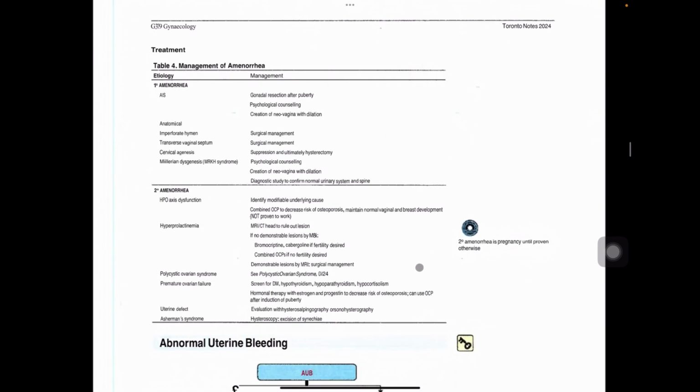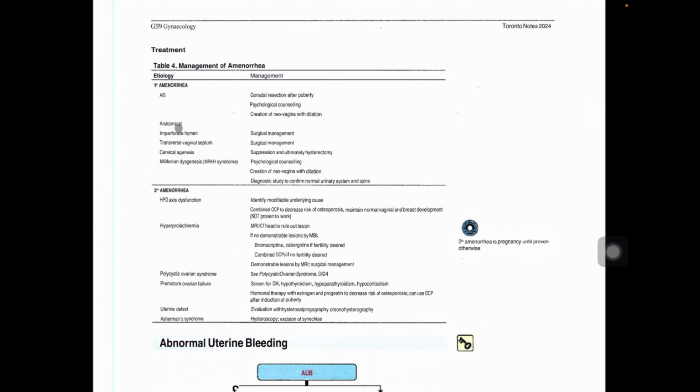Now, treatment of amenorrhea. How would you treat amenorrhea? It depends on the cause. If it is primary amenorrhea with androgen insensitivity syndrome, you will do gonadal resection after puberty, psychological counseling, and creation of a neovagina with dilation. Psychological counseling is the most important part.